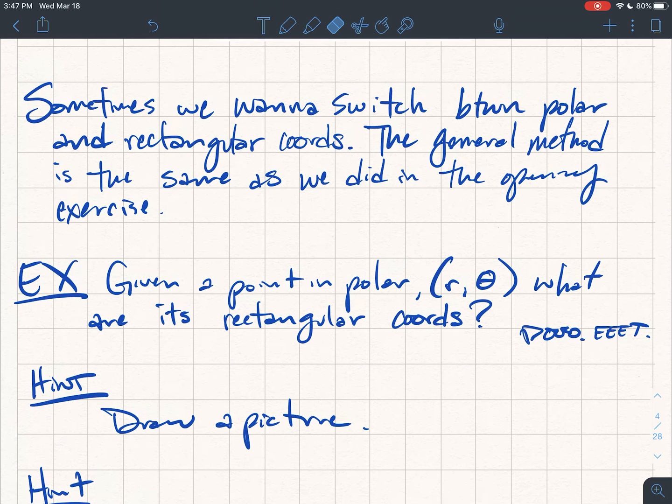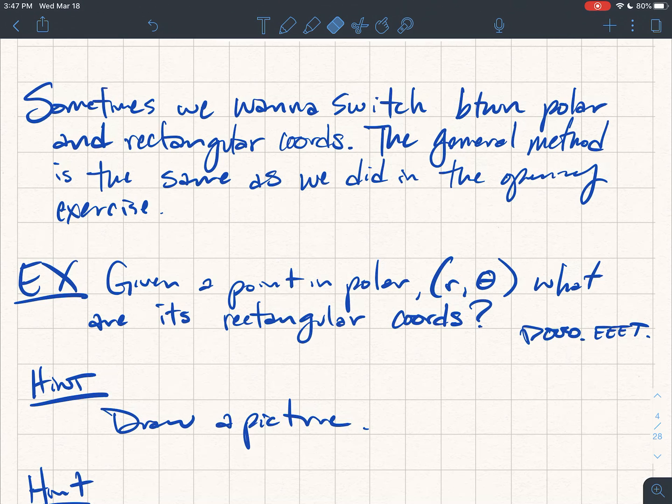All right, second half of 9.6. So sometimes we want to switch between polar and rectangular coordinates. The general method is the same as we did in the question in the last video. So given a point in polar coordinates, r theta, just a general point, what are its coordinates using rectangular coordinates?